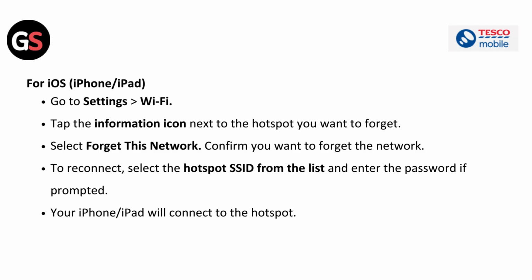For iOS, iPhone or iPad, go to settings, then Wi-Fi. Tap the information icon next to the hotspot you want to forget. Select Forget this network. Confirm you want to forget the network. To reconnect, select the hotspot SSID from the list and enter the passcode if prompted. Your iPhone or iPad will connect to the hotspot.